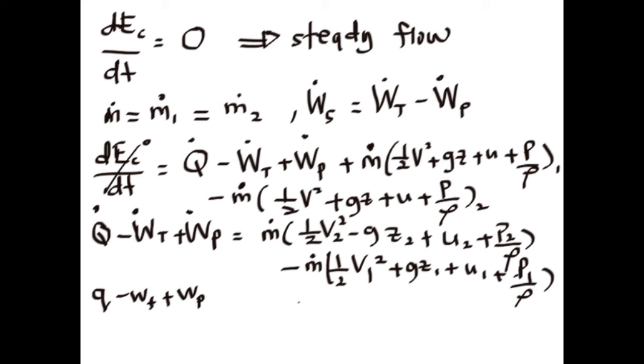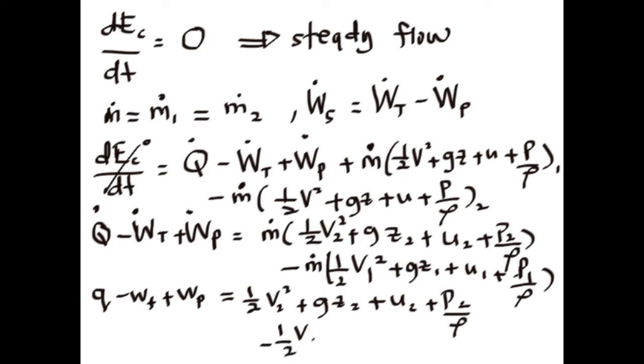Okay, and this will become half V2 squared over gc, minus, plus half V1 squared. So this one, the minus, because I opened the bracket already. So gz1, it's a minus again, sorry, U1 minus P1 over rho. Okay, so you got this.